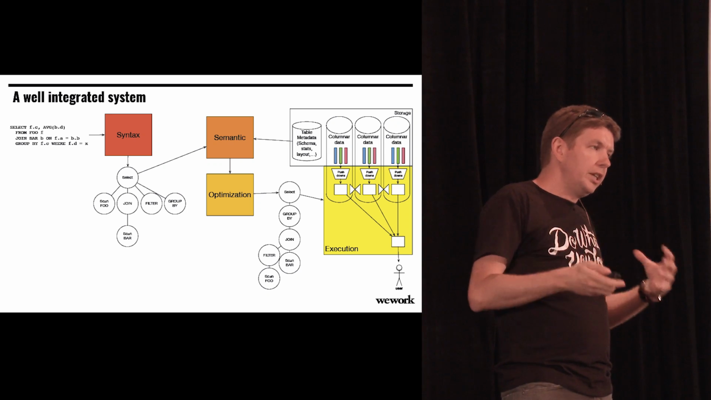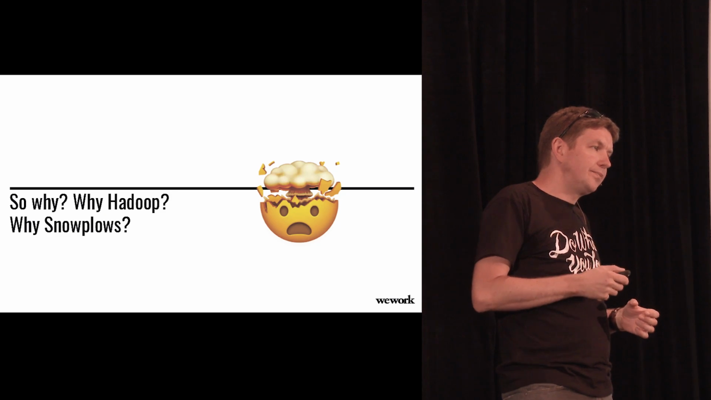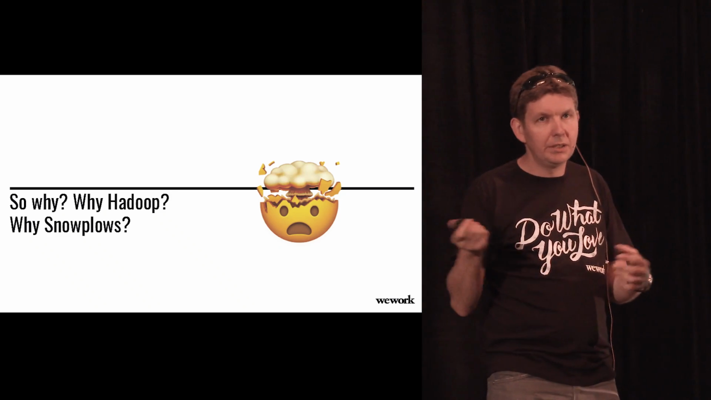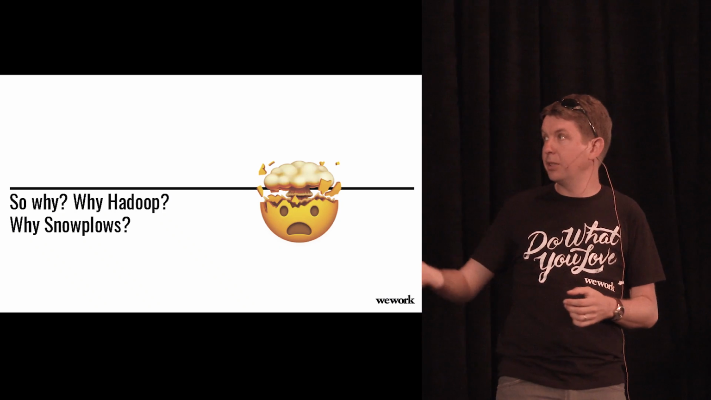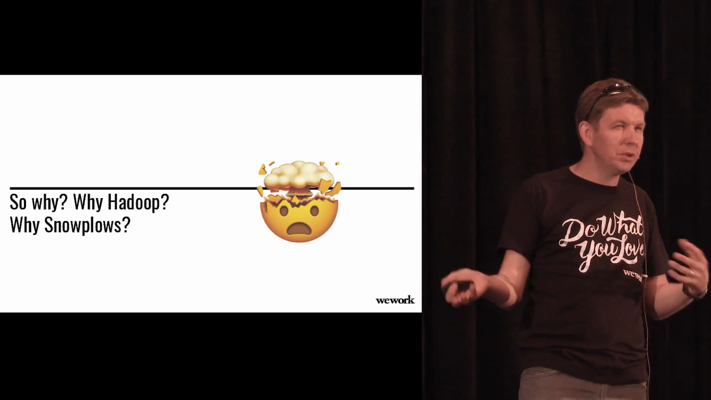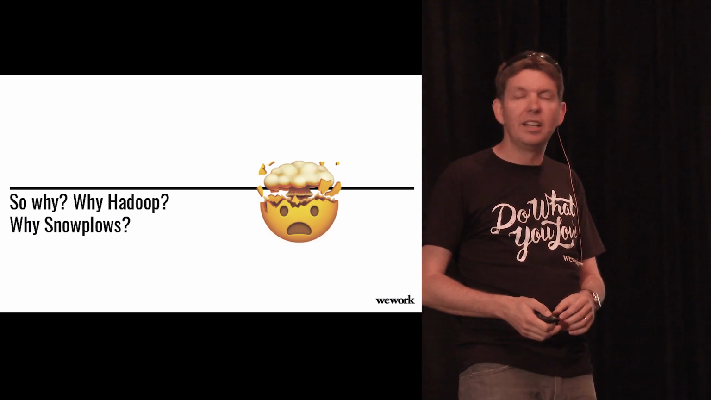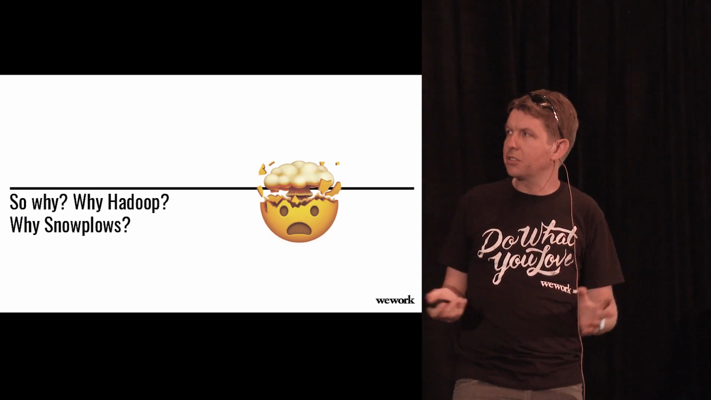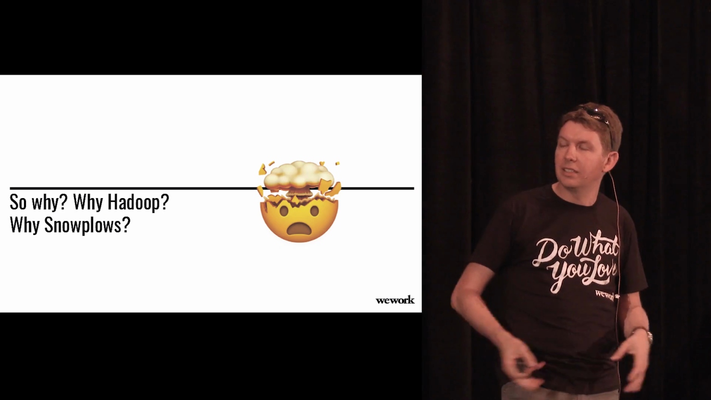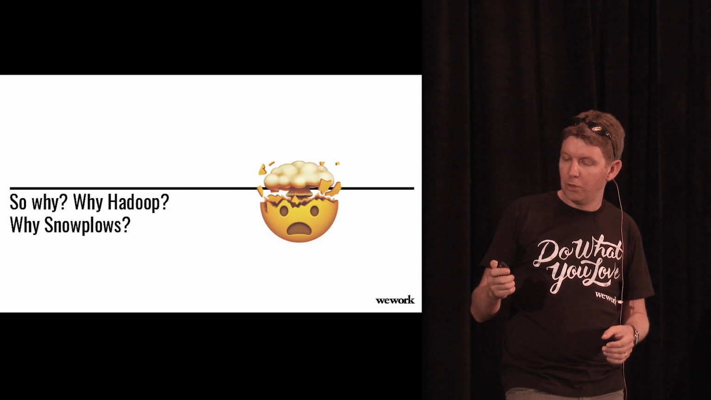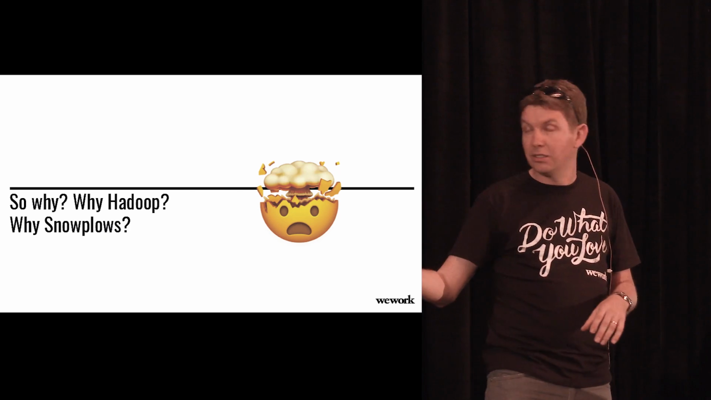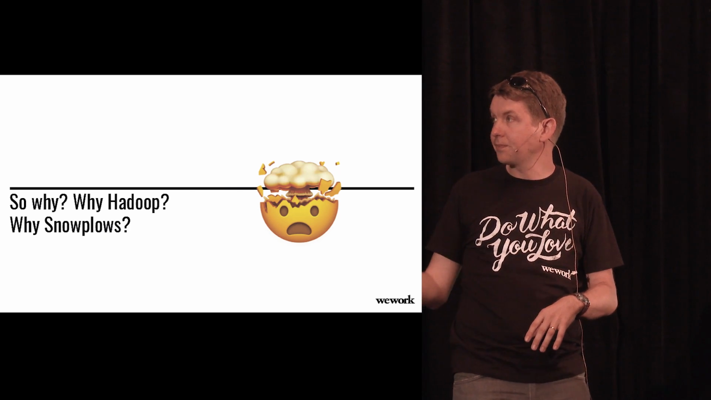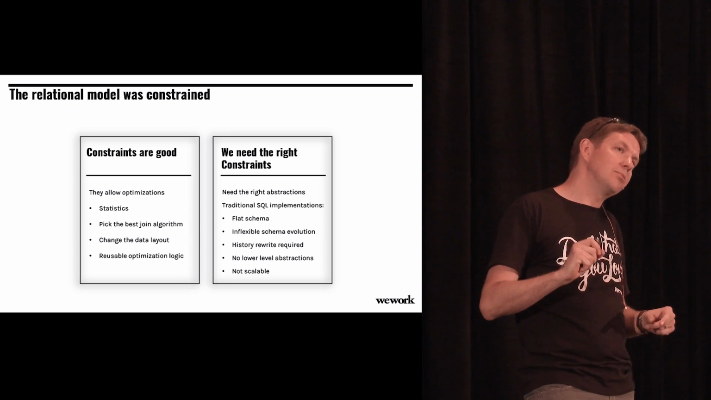And so that's well integrated, and that's how it's fast. So yeah, Michael Stonebraker makes a point, right? Why did we go back to flat files and whatever craziness Hadoop is, like going with snowplows instead of that so elegant tool that we have with SQL? So there's some reason, right?